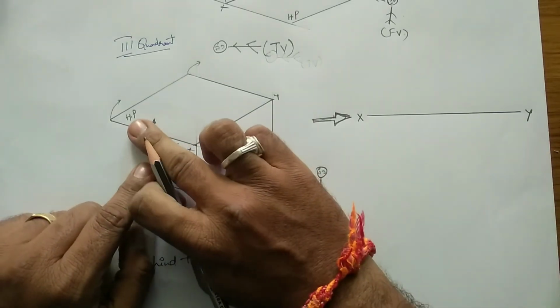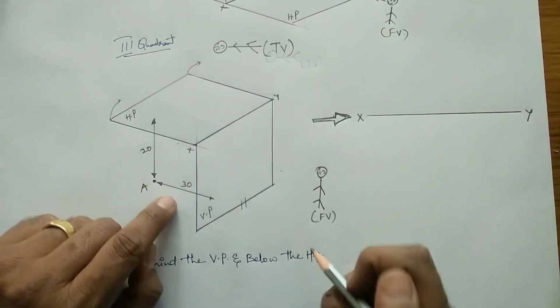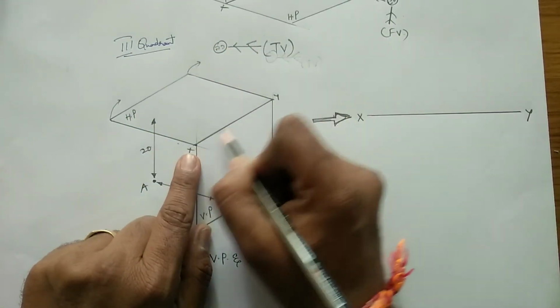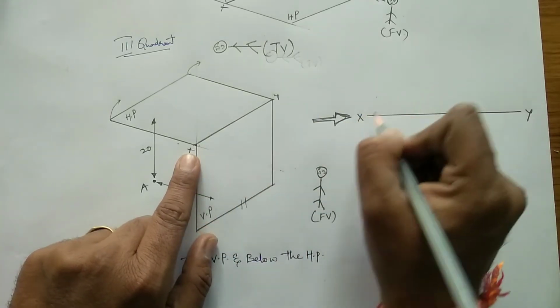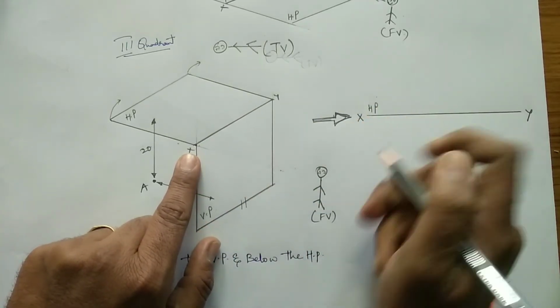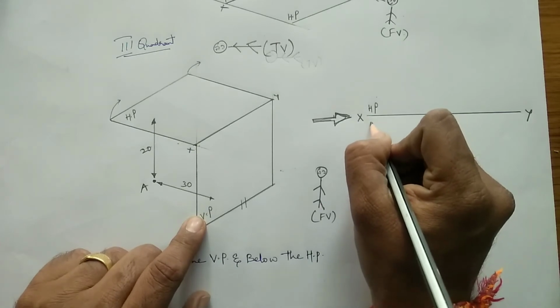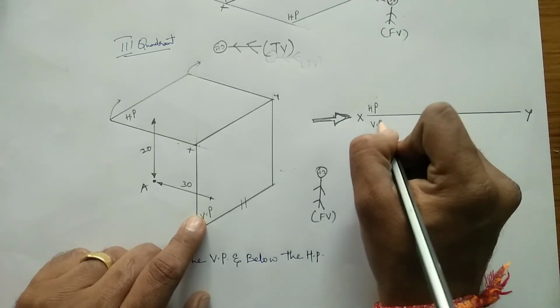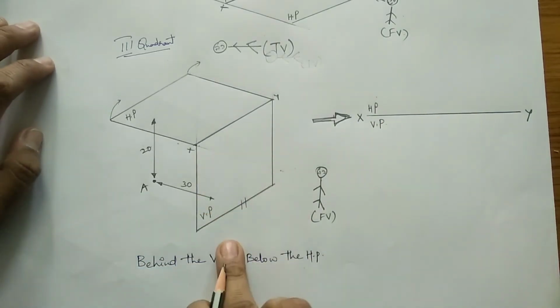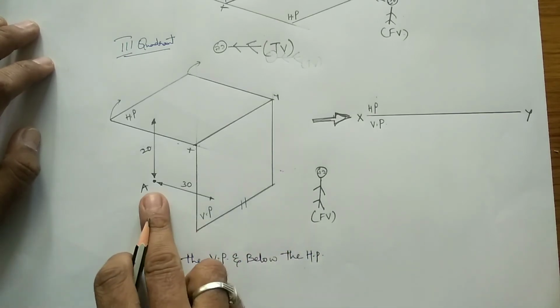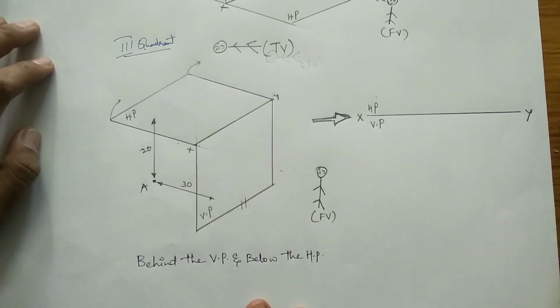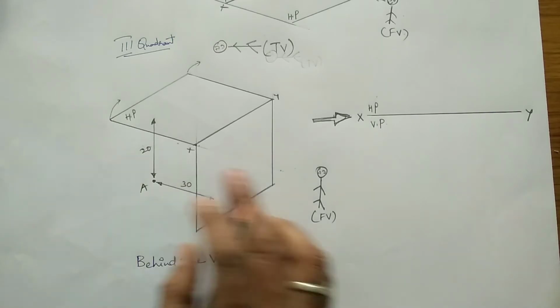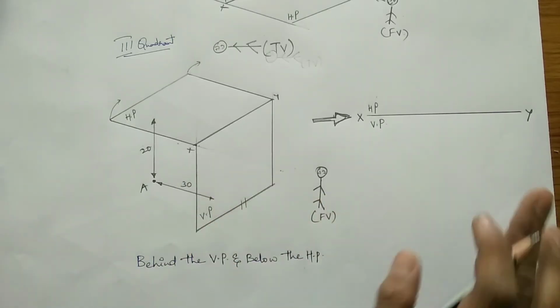When you rotate the horizontal plane upwards, the position of the horizontal plane will be above the XY line. We mark it as horizontal plane, and below the XY line, we mark it as vertical plane, because this is the position of the point in the third quadrant. Now go ahead for the projections.